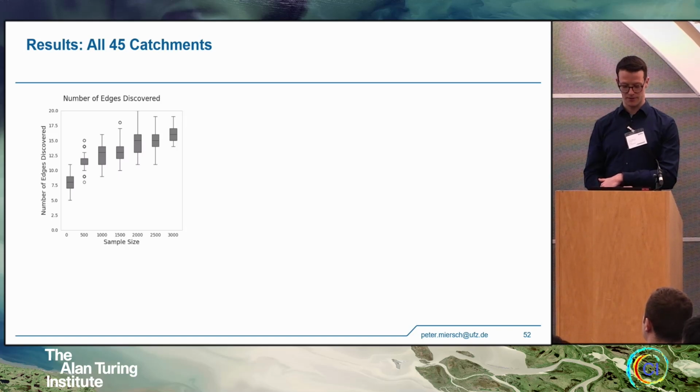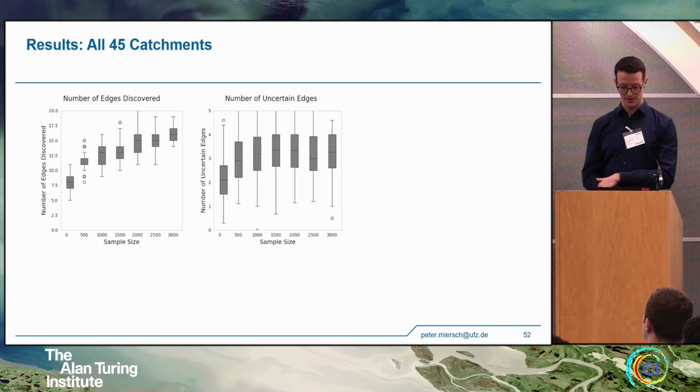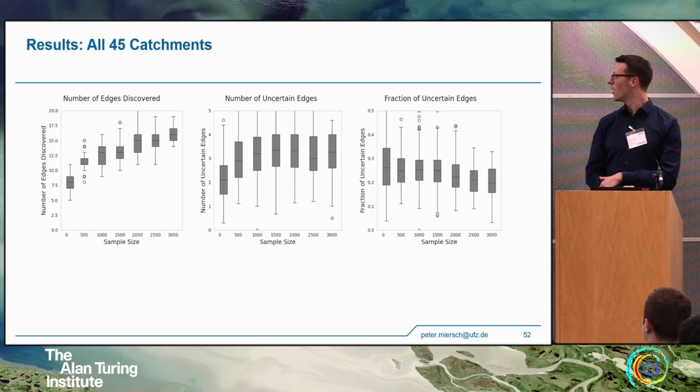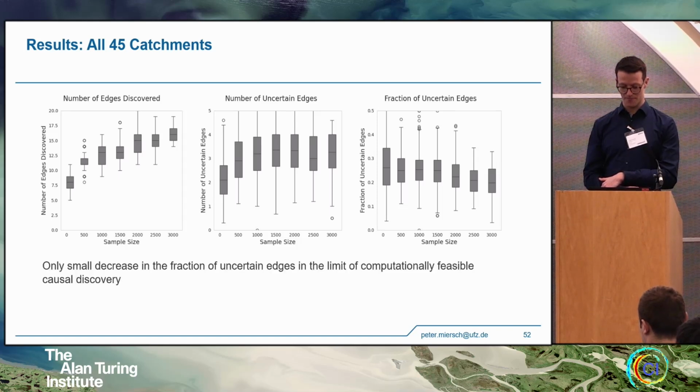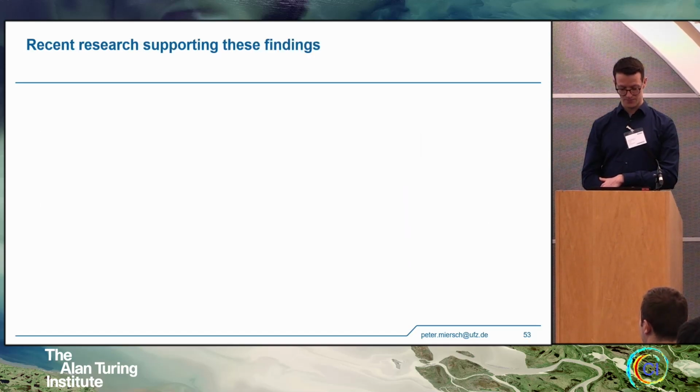The more samples we have, the more edges we find. The number of edges that are different between graphs of the same sample size stays more or less constant. And we only get a very slight downward trend, where the fraction of uncertain edges at the limit of the computationally feasible amount of data is still rather high.